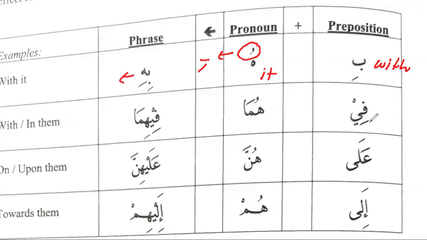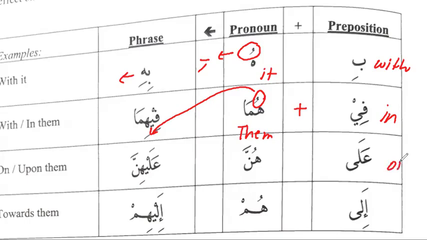Okay. Fi means in. Huma, you just learned, means them. Now, will I say fi huma? No. What will I change? The last letter's haraka, or the first letter's haraka? The first letter's haraka, because it's a pronoun. It will become fi hima. Fi hima. With them or in them.